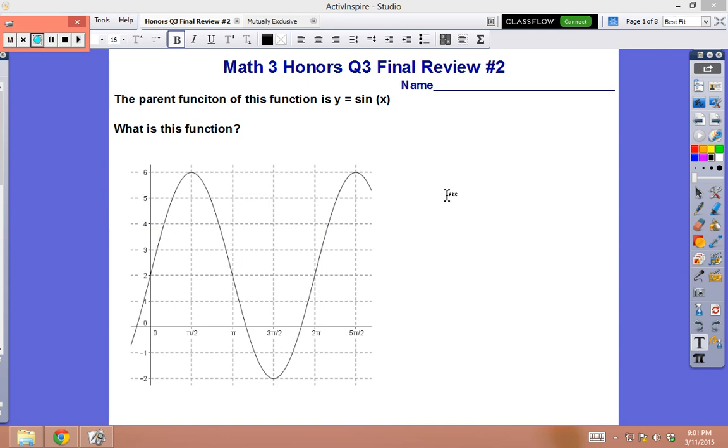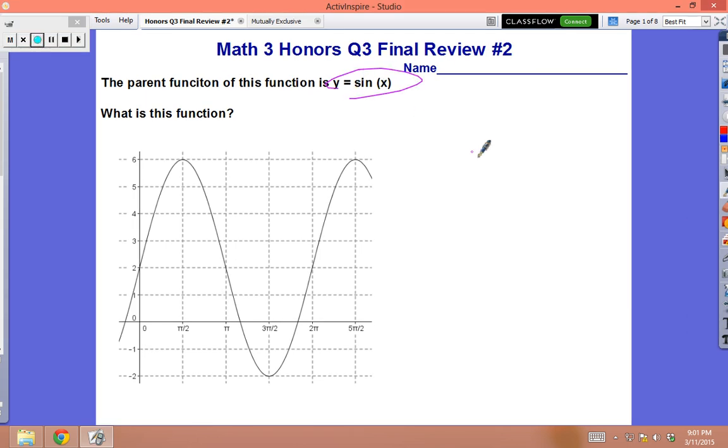Okay, it looks like this function has been stretched a little bit vertically and translated vertically as well. If the original function is sine of x, we know the amplitude is 1. Right now our maximum is going all the way up to 6 and our minimum is going to negative 2. The distance between 6 and negative 2 is 8, so my amplitude is exactly half of that. So the amplitude is 4.